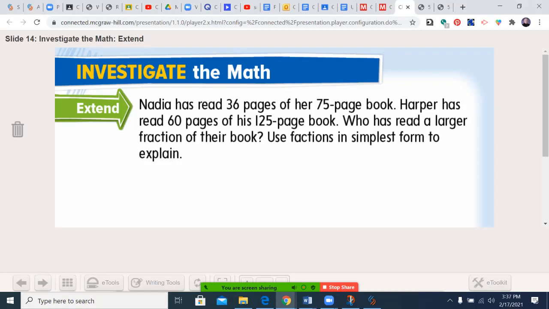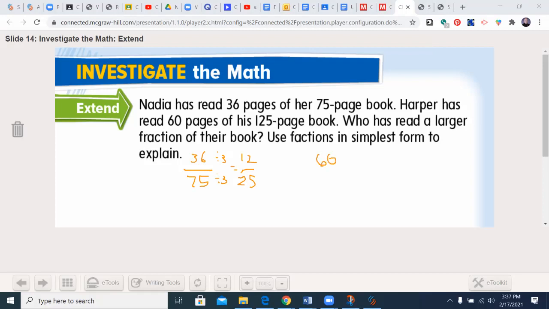Nadia has read 36 pages of her 75-page book. Harper's read 60 pages of his 125-page book. Who has read a larger fraction? So we have 36 over 75. And I look at numbers that are going to go into both of these. 36, and it's not going to be 2. It can be divided by 3. Let's see what that gives me. So 12 25ths. All right, not bad.